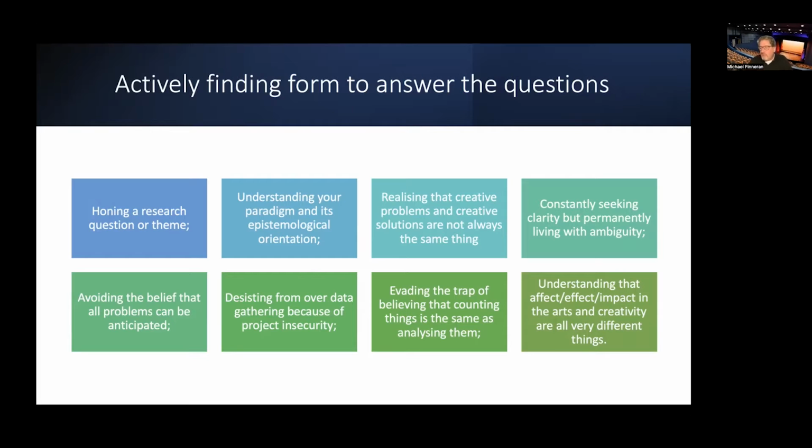I've already mentioned that we need to evade the trap of believing that counting things is the same as analysing them. Again, this was a conversation I had with colleagues yesterday. Really, what we're always doing in the humanities and social sciences, we're interested in, typically, an interpretivist and a phenomenological understanding. We're interested in interpreting what's going on in a particular scenario, or understanding and pulling apart a particular phenomenon, as opposed to counting how many times it recurs. I think that's massively important.